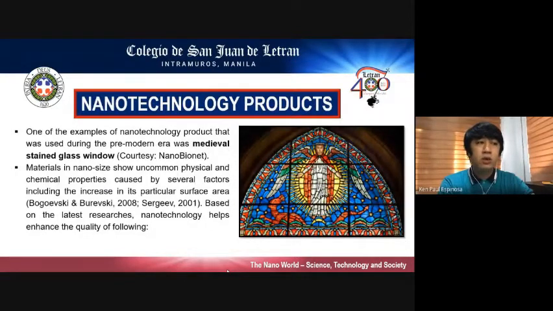Okay, so one of the examples of nanotechnology products used during the pre-modern era was the medieval stained glass window. In this particular window, there was already a nanotechnology invention, no? Hindi lang nila alam 'yun, pero ginagawa na pala nila. They can manipulate things in a nanoscale, such as this medieval stained glass, kaya nagkakaroon yun ng color, no? Because of some elements or chemicals inside of it in a nanoscale. So this medieval stained glass window is one of the first nanotechnologies in the world.